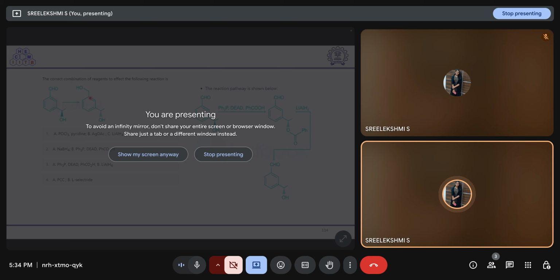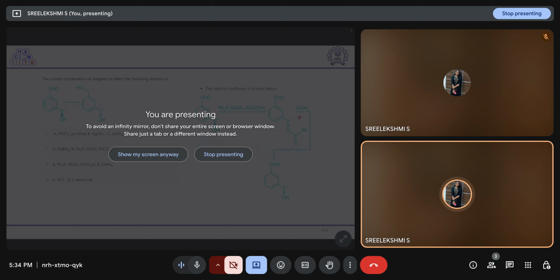So, which combination of reagents will give this correct product? So here what is happening, first we are treating this compound with PPh3, DEAD and benzoic acid, so that is the condition for Mitsunobu reaction. So that will form this inverted stereochemistry at the center and here this ester will be forming, the corresponding benzoate.